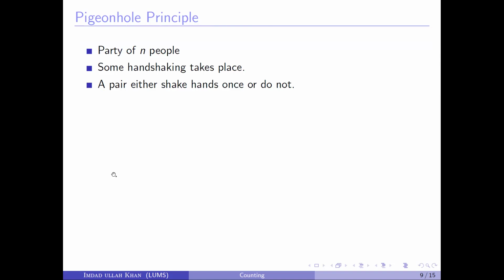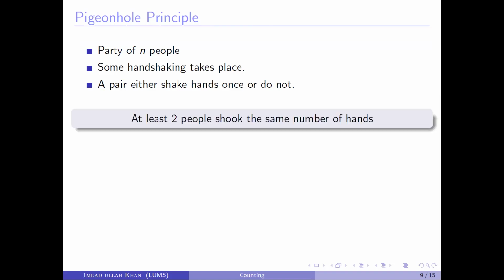Another example: there's a party of n people taking place. Some handshaking takes place, which means some people shake hands with each other. A pair of people either shake hands once or they don't. The claim is that at least 2 people in the party shook the same number of hands. So the number of people is n.